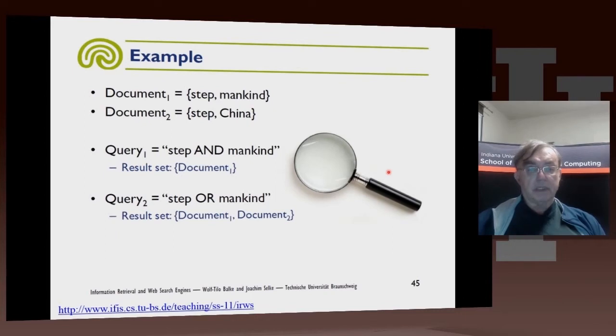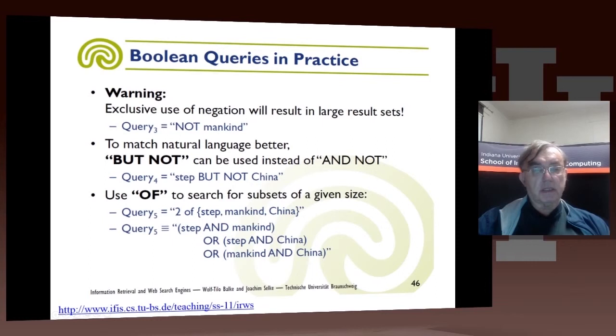So here's an obvious example, two trivial documents, one with step and mankind and one with step and China. If you do a query step and mankind, you'll get document 1. If you do step or mankind, you will get document 1 or document 2. This points out that nots are very dangerous unless they are just making something more precise. So step but not China is a perfectly reasonable thing to say, but not China or not mankind is not a terribly useful concept because it just gives you too many results.